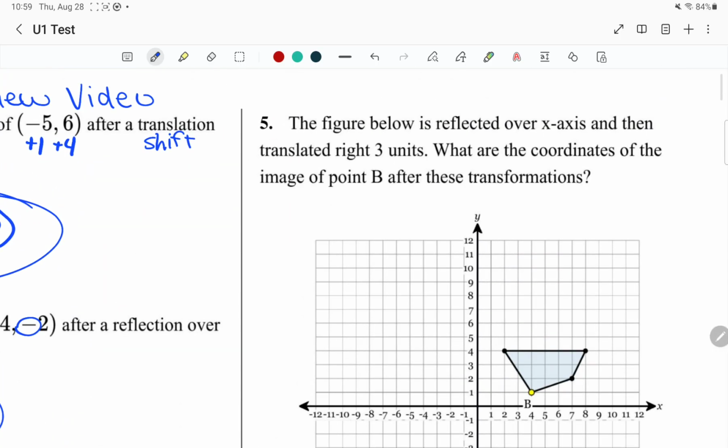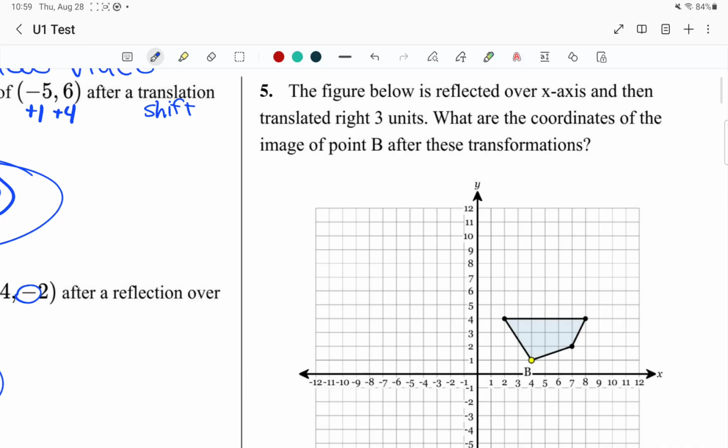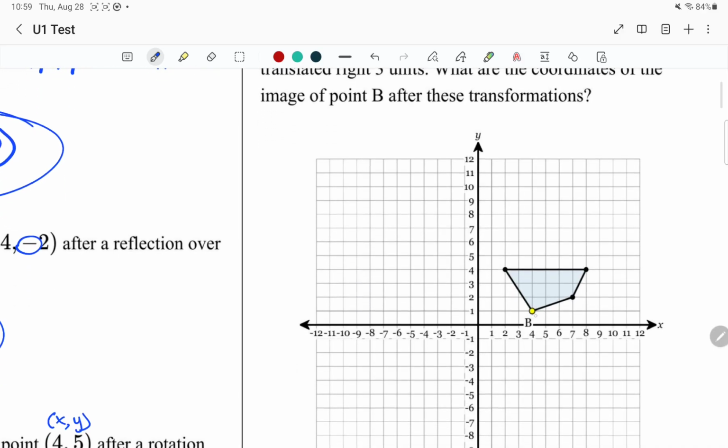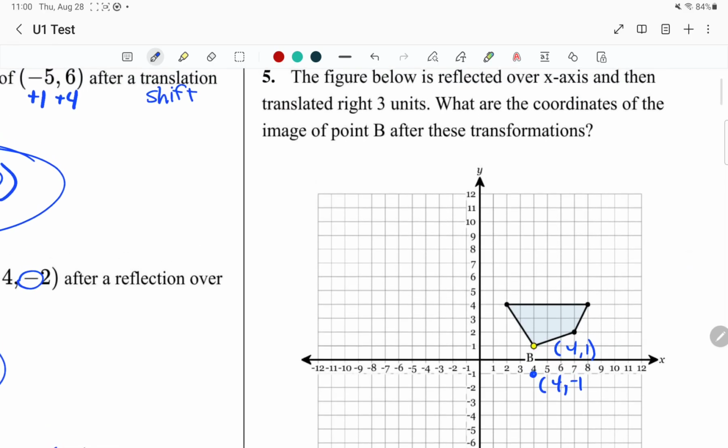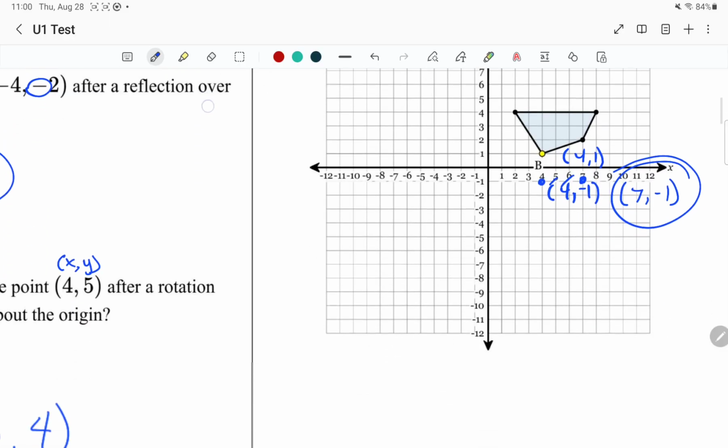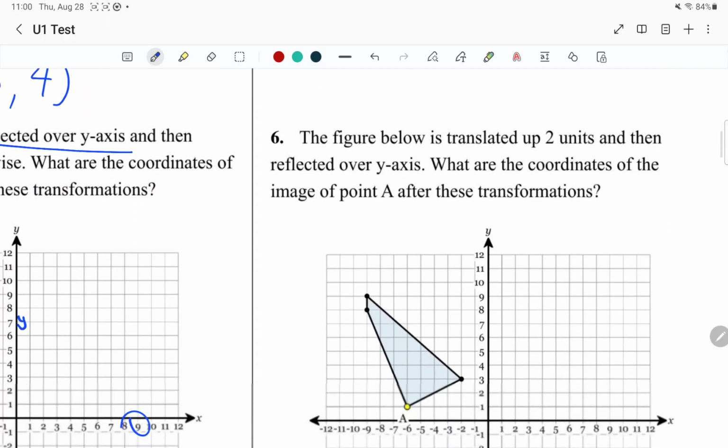Okay, I think we've got 2 of these, or 3 of these. So I'm going to go a little faster now. Reflect over the x-axis. So B is currently at 4, 1. So now it's at 4, -1. And then we're going to translate right 3 units. So 1, 2, 3. I am at 7, -1. That would be my answer.